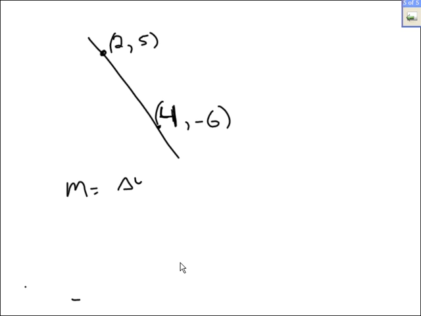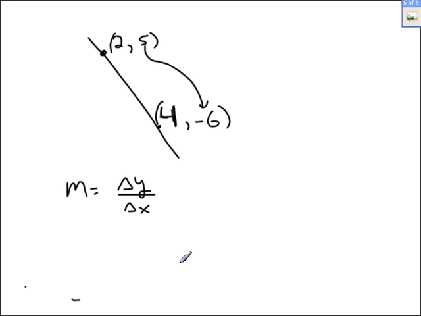Let's try another one. If you come to know that on this line you have (2, 5) and (4, negative 6), what is the slope of this line? Well, like any line, it's a change in y with a change in x. And how you go from one y to the other is up to you. That is, you can go from the top one to the bottom one, or you can go from the bottom one up to the top.